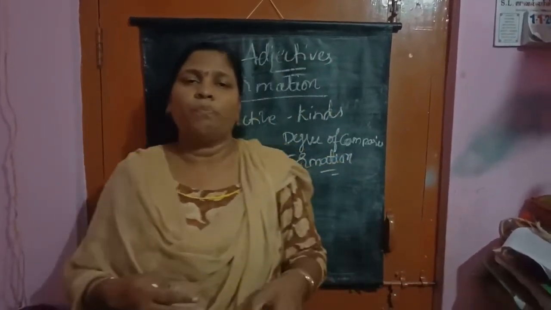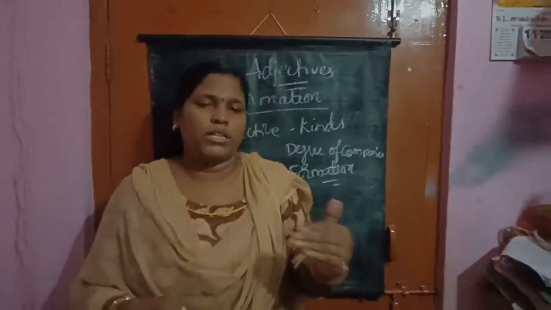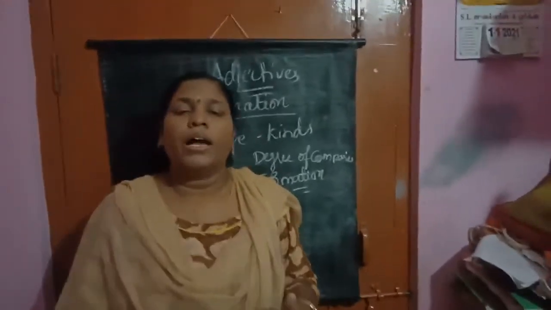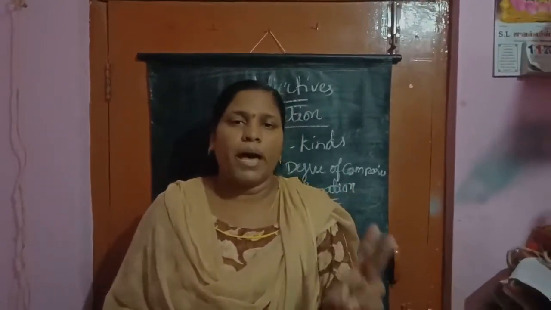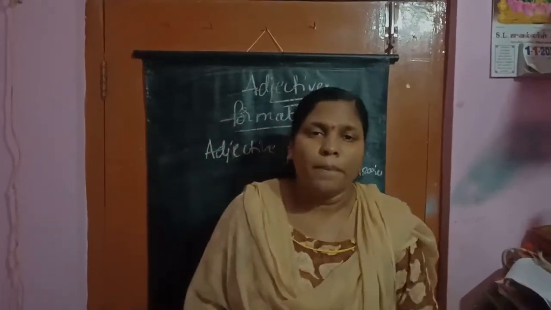Okay, children. Now I will give you an example. I said he is a good boy. Good. And what is the next? Comparative degree. He is better than Ramu. And coming to the superlative degree, he is the best in the class. Good, better, best. Have you understood, children? Positive is good, comparative better, superlative best.